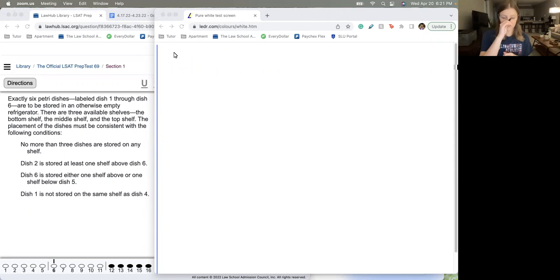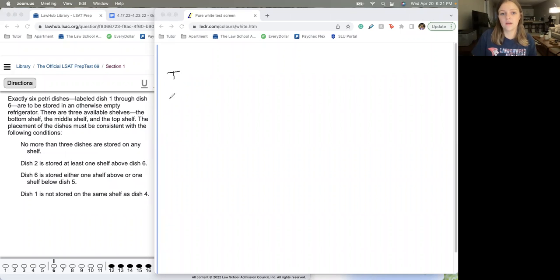So our prompt says exactly 6 Petri dishes labeled 1 through 6 are to be stored in an otherwise empty refrigerator. Then it goes on to say there are 3 available shelves, the bottom, the middle, the top, and the placements must be consistent with the following. So this is a grouping game because it doesn't really matter what position they're in within the shelf. It really just matters what level they're in. So we have group bottom, group middle, group top.